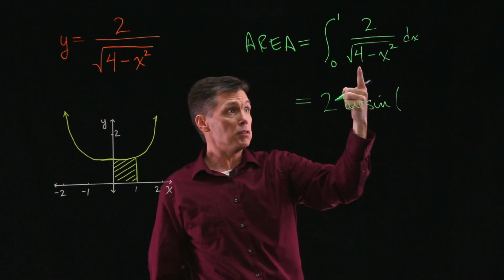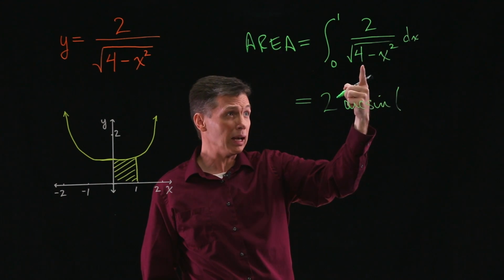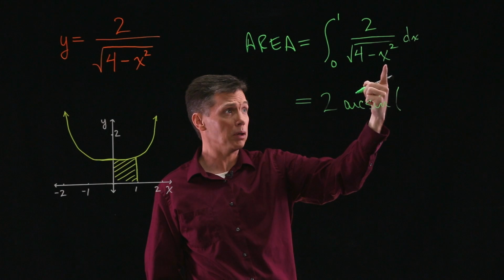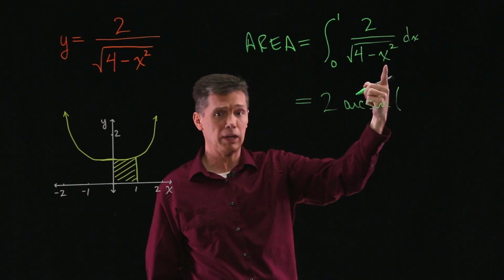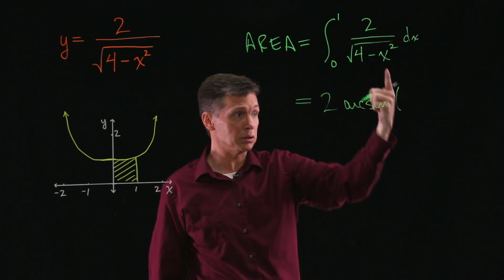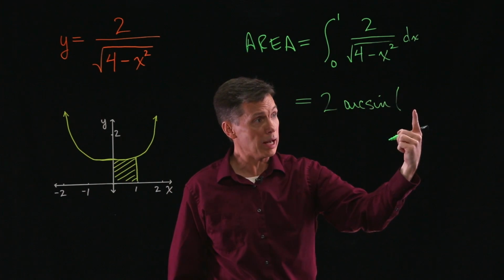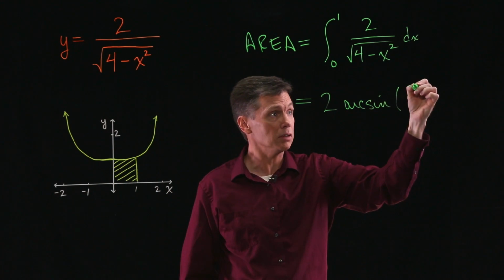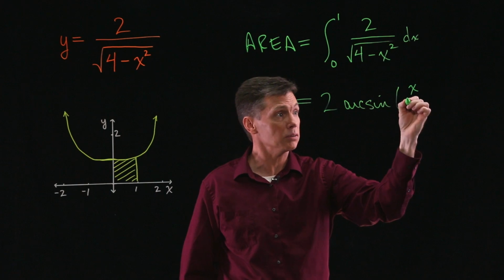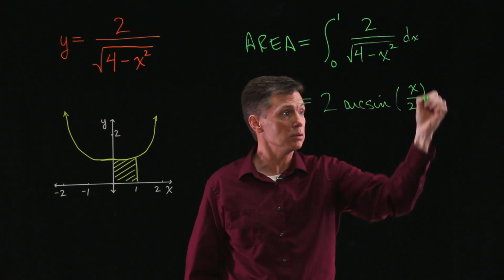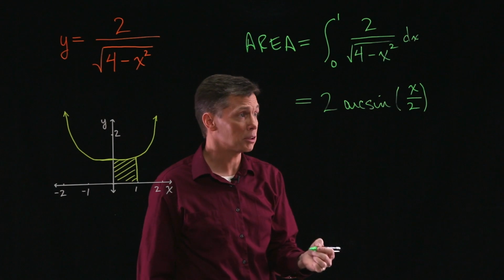parentheses, and if this is a squared, my a is 2. If this is my u squared, my u is x, because the formula we learned has u over a as the argument inside this arc sine. So x over 2. See, that's it in terms of the integration.